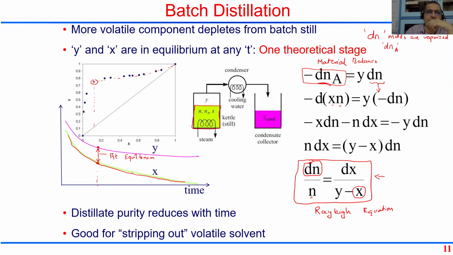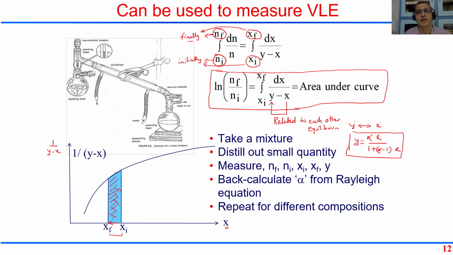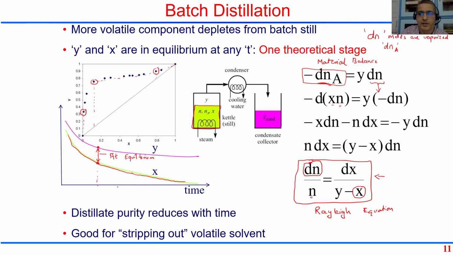The relative volatility here, relative volatility here, relative volatility here is very, very different. So take care that this is not a constant number. Alpha is not a constant number. They are related by thermodynamics.